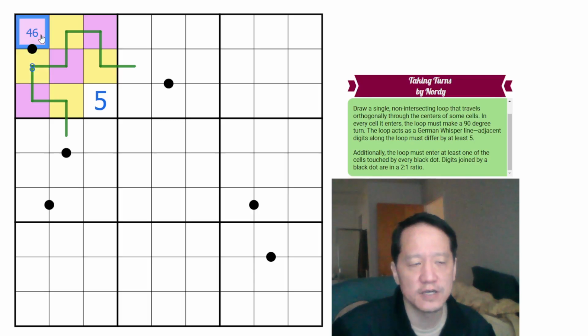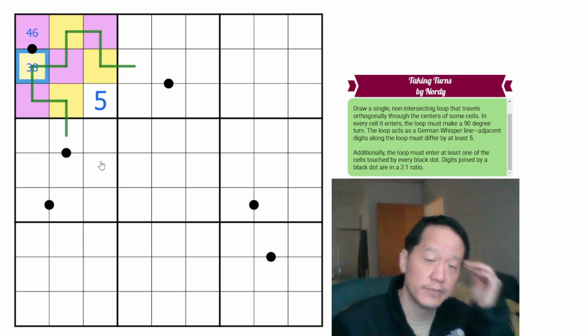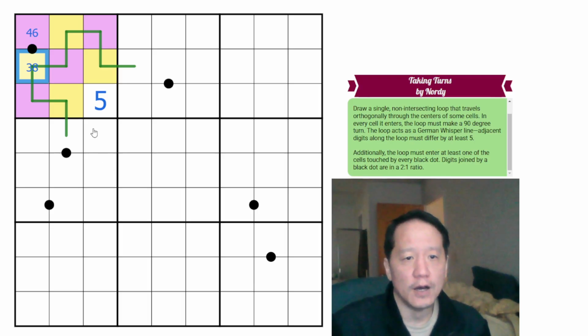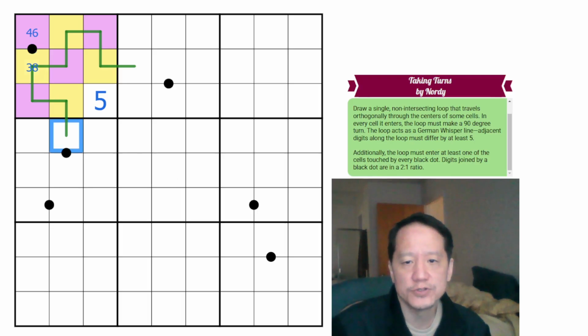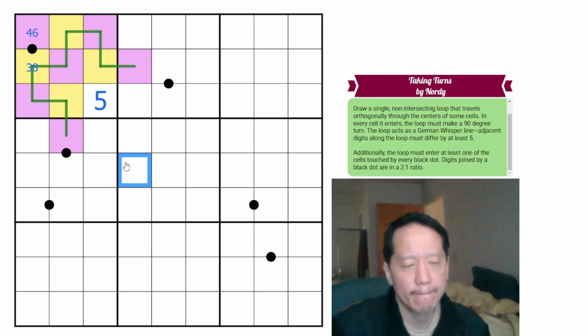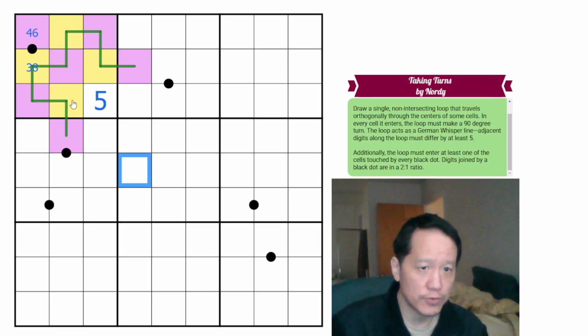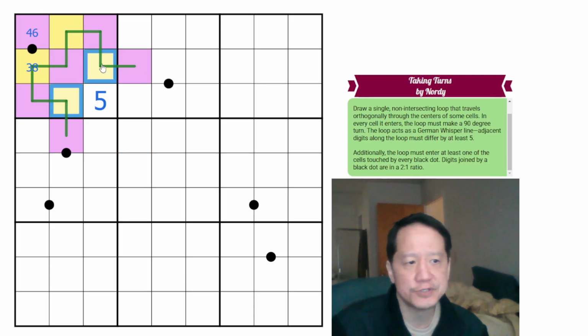If this is a 6, which is a high, it would have to be next to a 3, which is a low, right? So this is then also pink, and this is pink also. We just don't know what the number is. So one of these has to be 4 or 6. We're not sure which, which means the other one has to be next to 1 or 9.